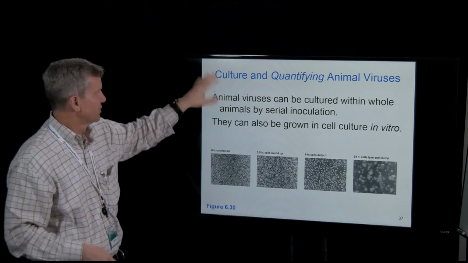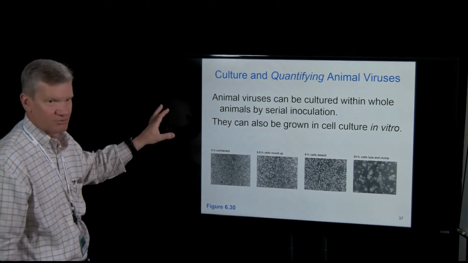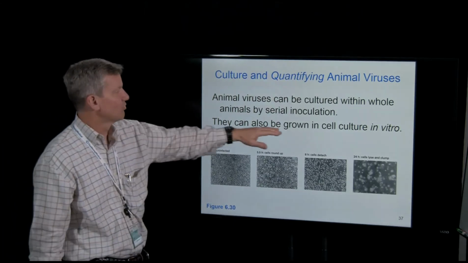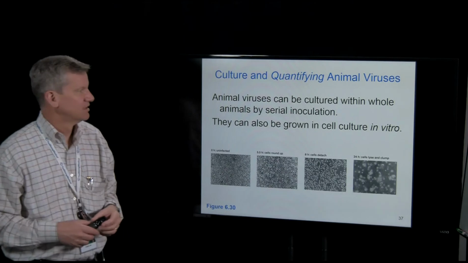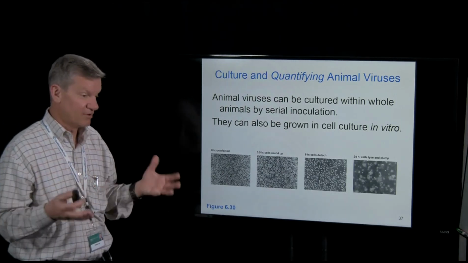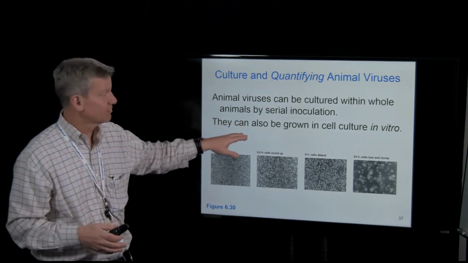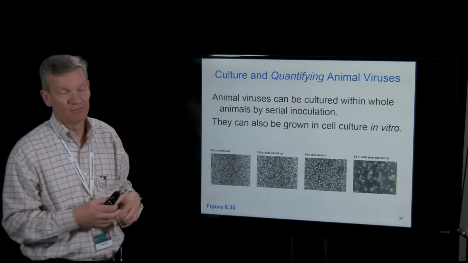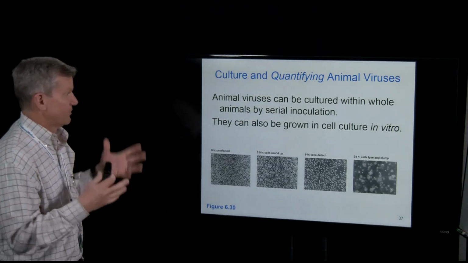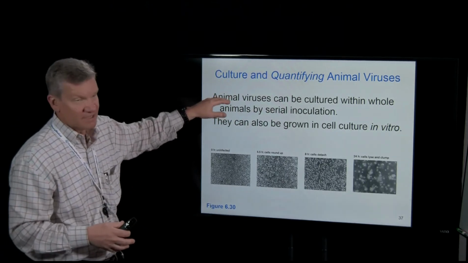Okay, so animal viruses can be cultured within whole animals by serial inoculation, but generally we don't do that too much anymore because it's very expensive to keep animals. But we can grow viruses in cell culture, and when we do, we can figure out how many viruses there are. Some viruses actually don't grow in cell culture, and then we have to use whole animals, which is very, very expensive, to quantitate the viruses.